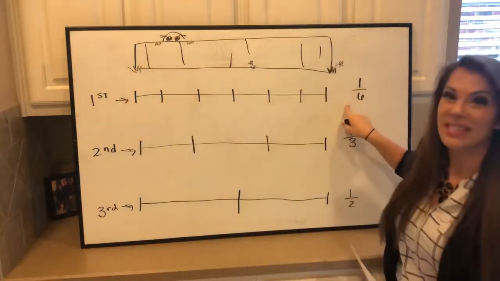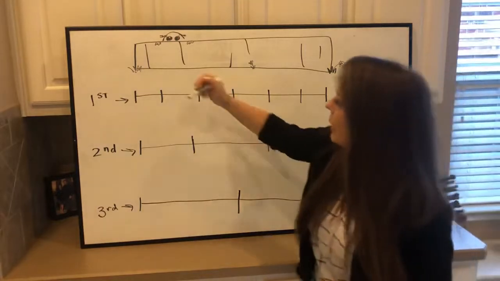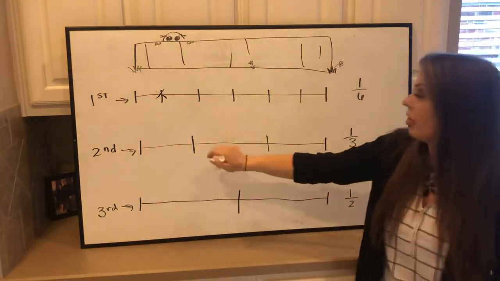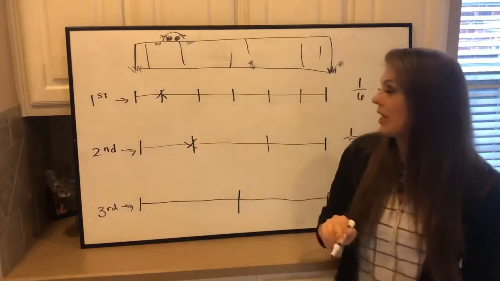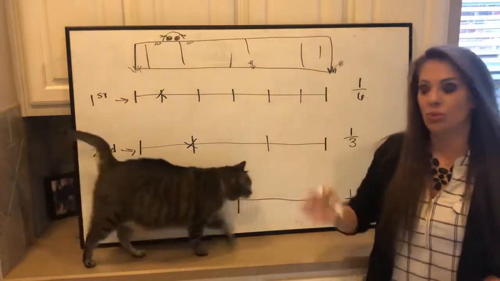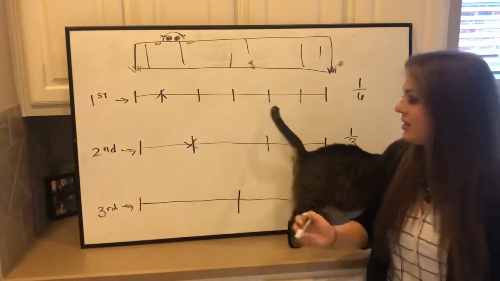Remember, he was at 1/6, so that would be right here. Then the second time he hid, he was at 1/3, and so that would be right there. And the third time that he hid, he was at 1/2. He was right in the middle of that fence.